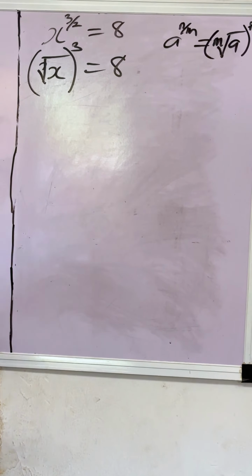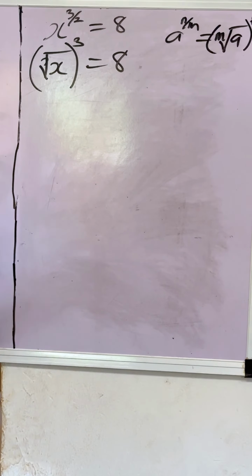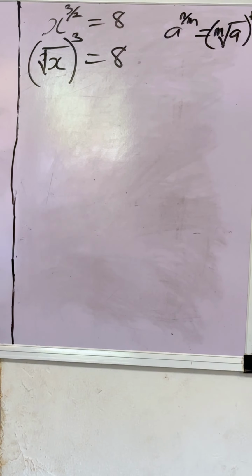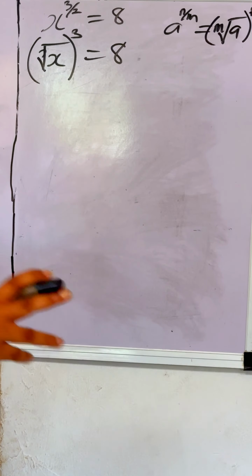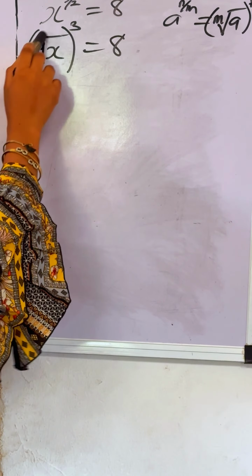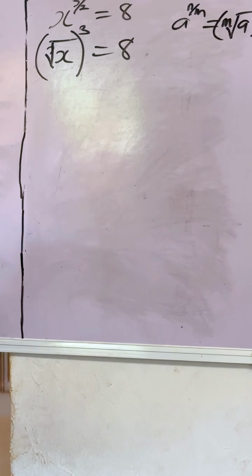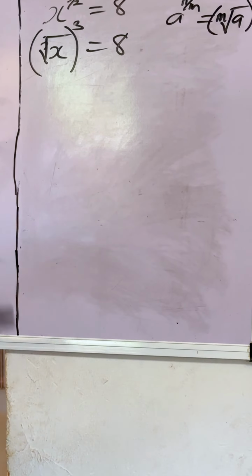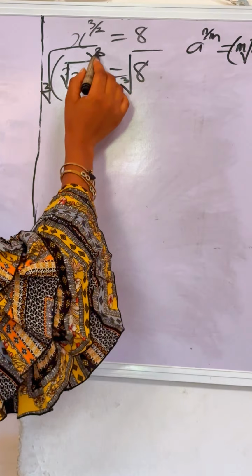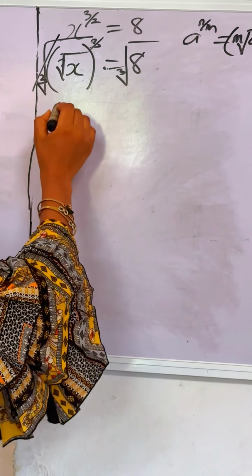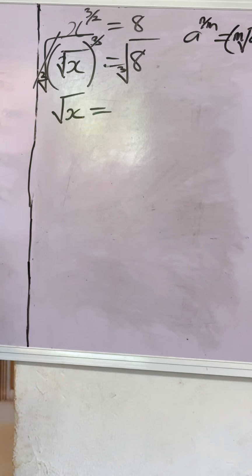Now, to solve this, we are looking for x, because in this case, x is the unknown here. We're looking for x. Now, for us to get x, we need to get rid of whatever is attached to x. And what are those things attached to x? They have the square root and the power, which is 3. Now, we need to get rid of them one by one. So get rid of the cube, so that the cube cancels the cube root. We're left with square root of x equals, now what is the cube root of 8?